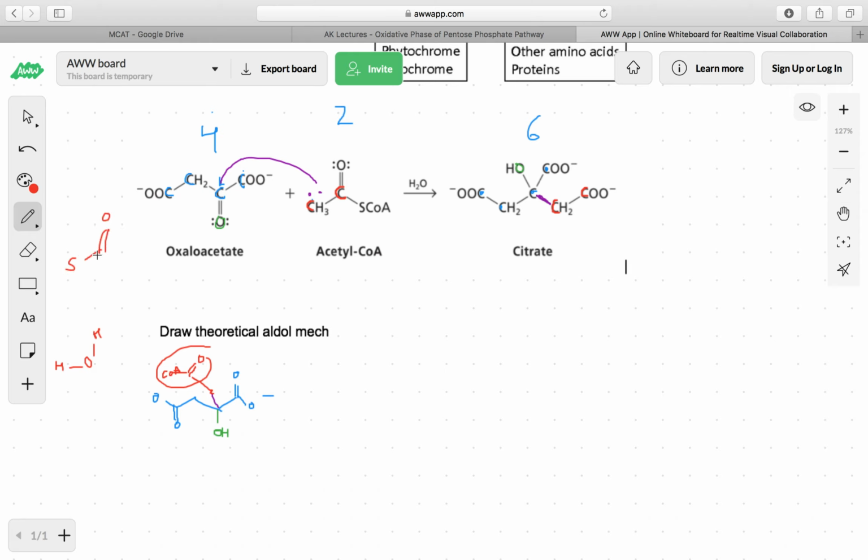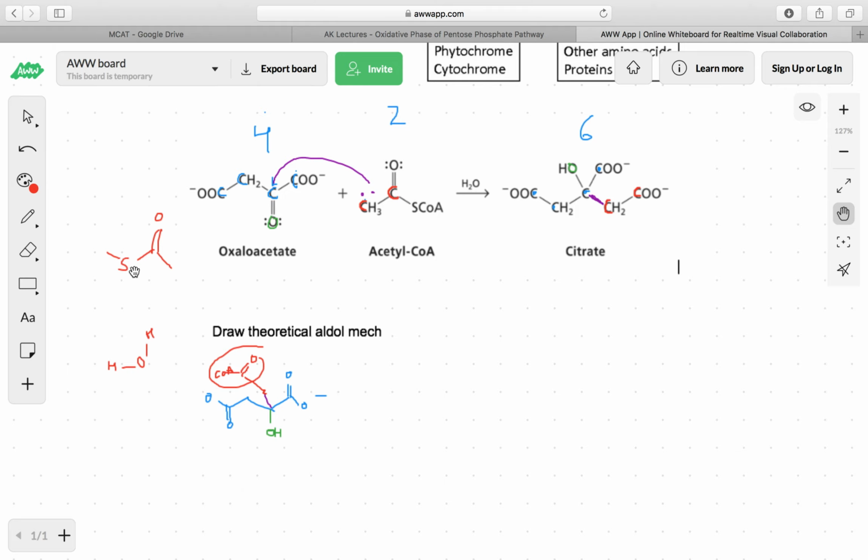CoA is actually a thioester bond. It has a sulfur group and then the rest of the big functional group. Thioesters are actually very high in energy, and the reason why is because there's a very large positive charge on this carbon. You might think, okay, sulfur can participate in resonance and donate electron density, therefore there shouldn't be a positive charge.